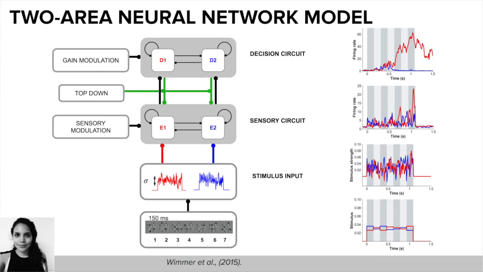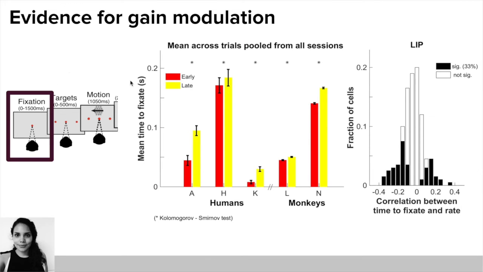By looking at the time to fixate as a measure of engagement, we found that the monkeys' time to fixate is shorter when they are preparing for the early condition than when they are preparing for the late condition. Additionally, we found a positive correlation between the time to fixate and the firing rate of LIP. This supports the presence of a control signal in the decision circuit.